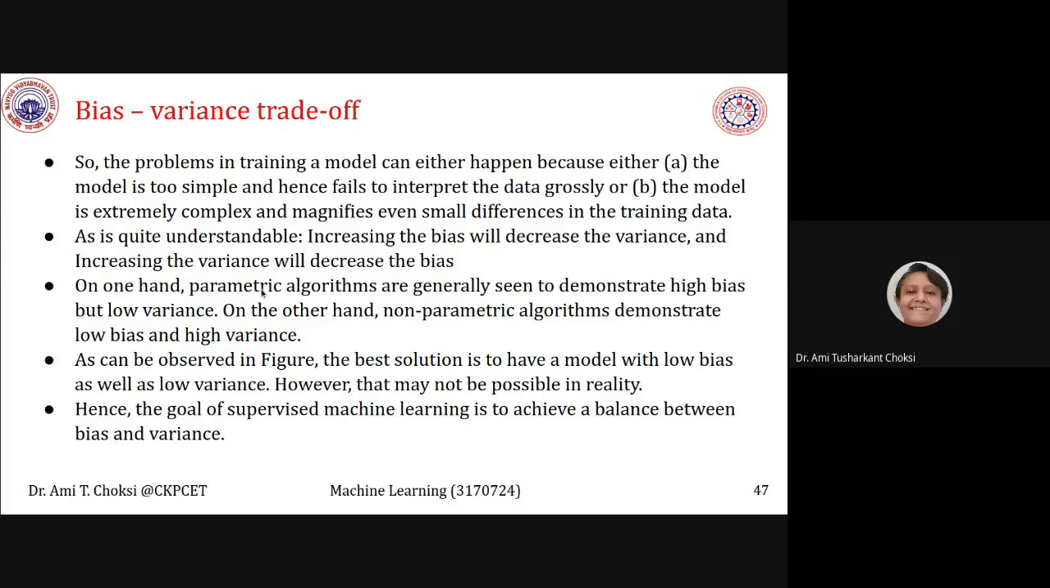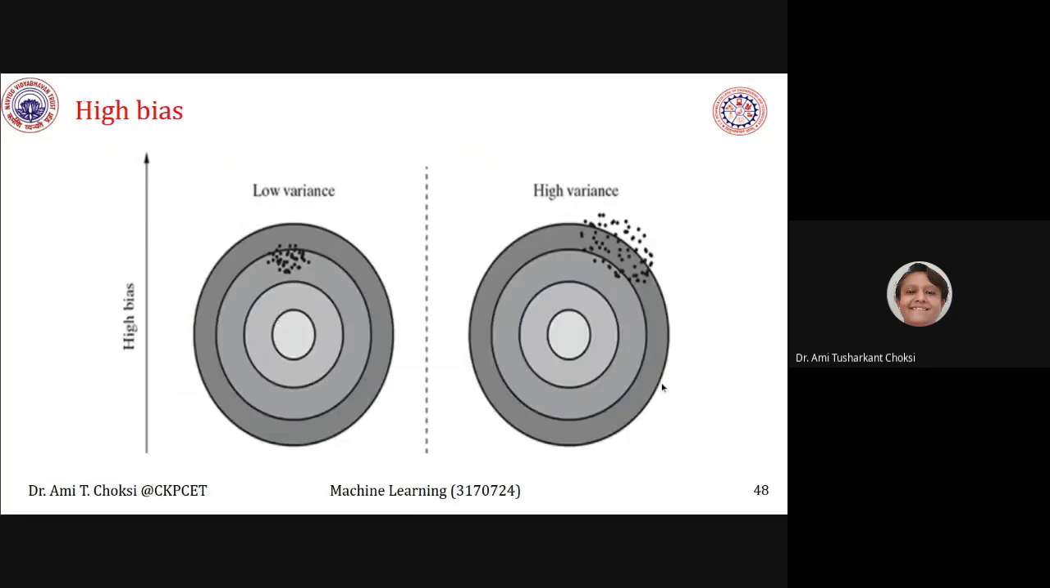On one hand, parametric algorithms are generally seen to demonstrate high bias but low variance. On the other hand, non-parametric algorithms demonstrate low bias and high variance. As we can observe in the figure, the best solution is to have a model with low bias as well as low variance. However, that may not be possible in reality, right?